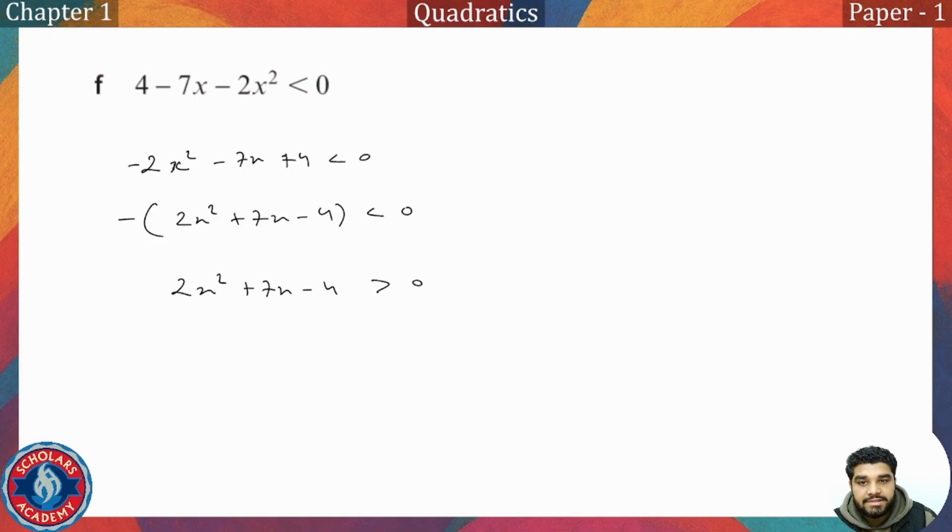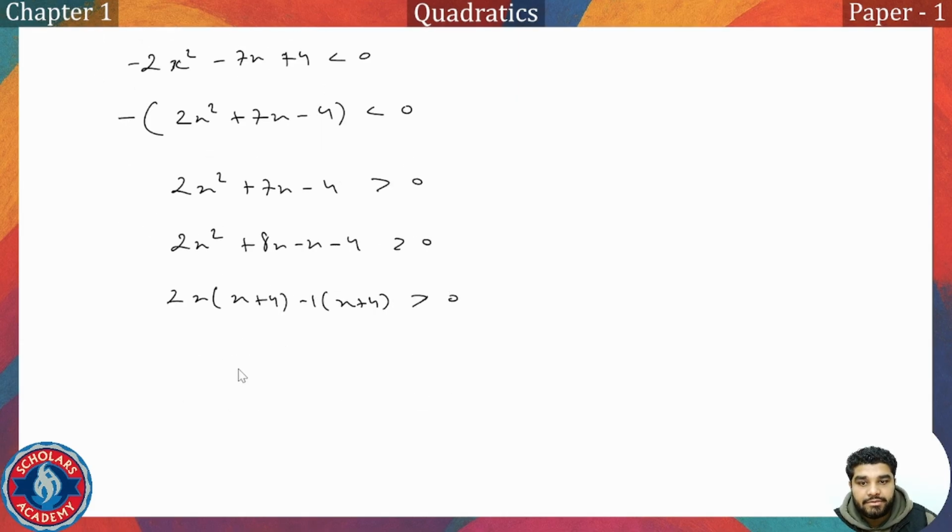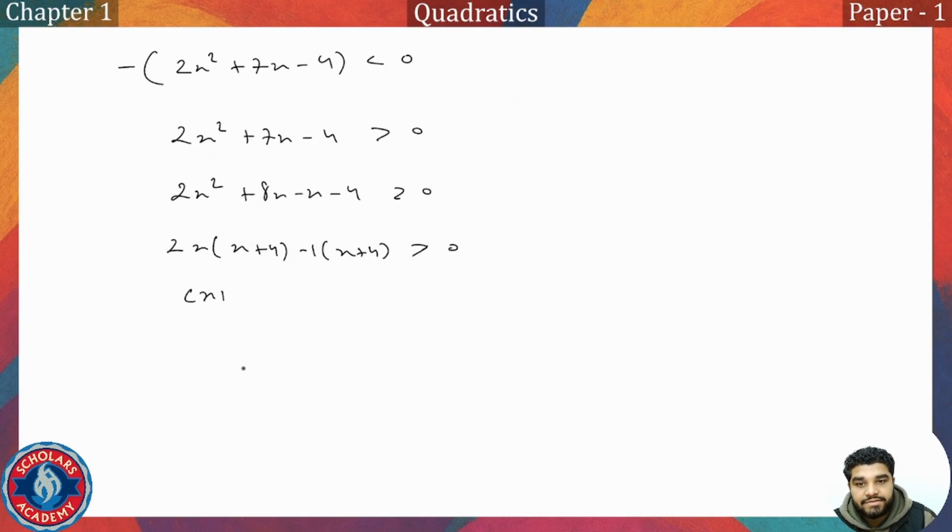So we factorize it, the product is negative 8. So 2x square plus 8x minus x minus 4 is greater than 0. We take 2x common, x plus 4, and minus 1 common, x plus 4 is greater than 0, right? So from here we can take x plus 4 common, and 2x minus 1 is greater than 0. So zeros are x equal to negative 4 and x equal to 1 by 2. These are the two zeros, right?